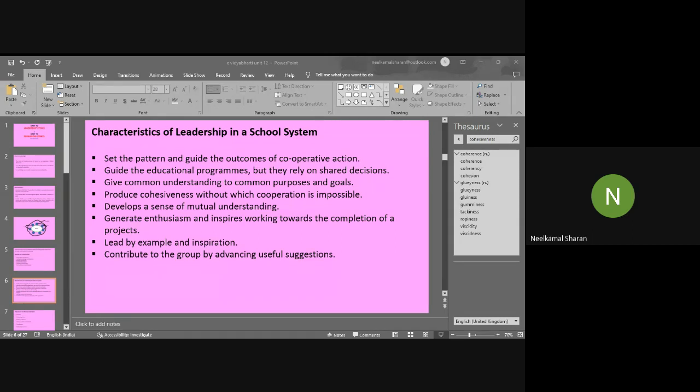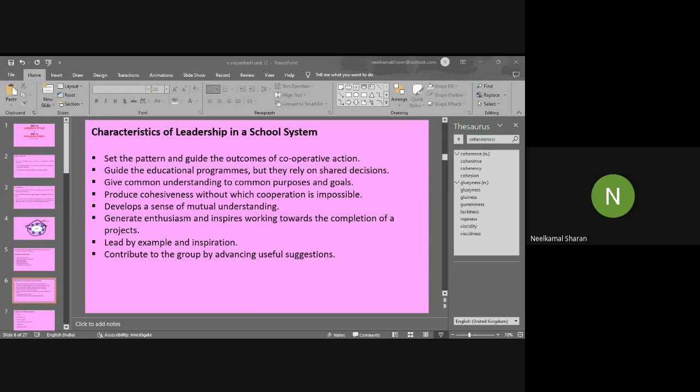So what does the leader do? They produce cohesiveness. They form a united whole, and unless and until all the members form a united whole, they cannot work together in a cooperative manner. So this cohesiveness is important for working in a cooperative manner in order to achieve the common goal of the school.